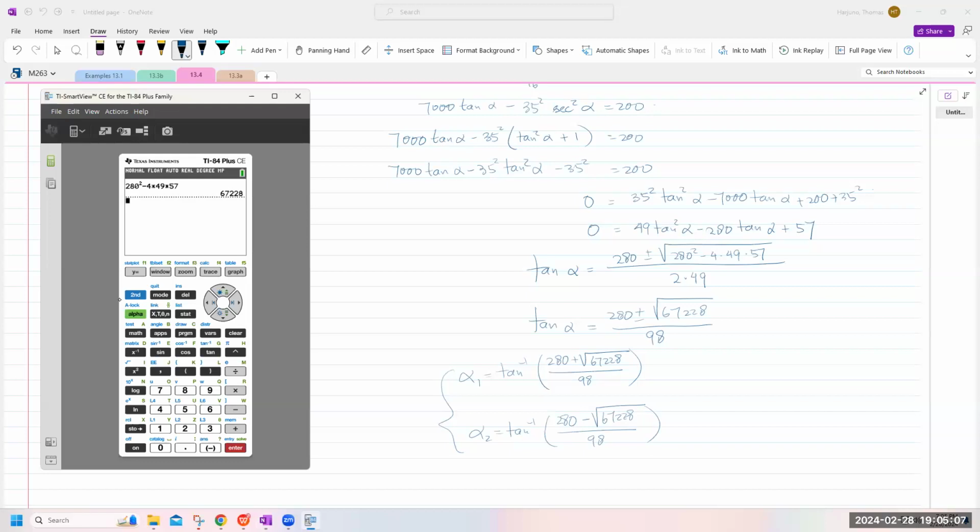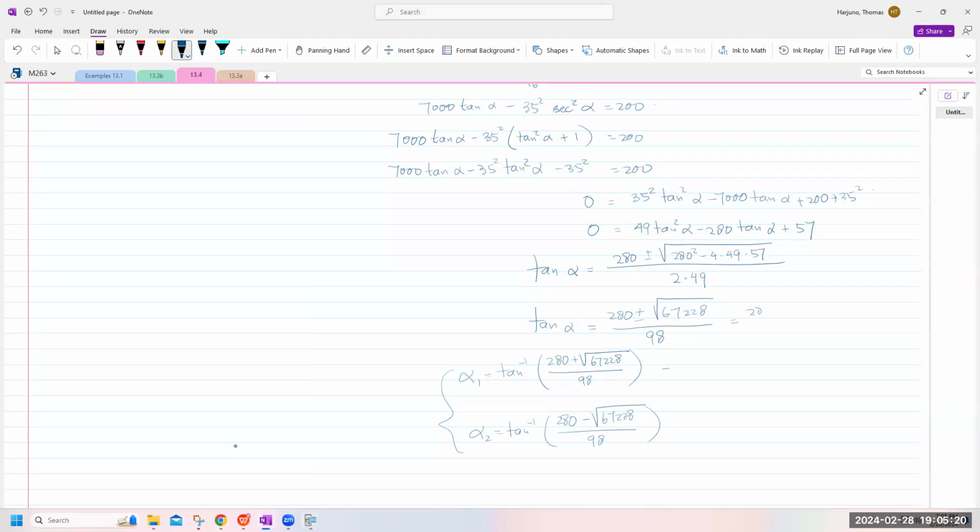What is the square root of 67,228? Let's see. The square root of this is 259.284. And again, you just use a calculator from there. Okay, I believe you can continue with the computation yourself, right?